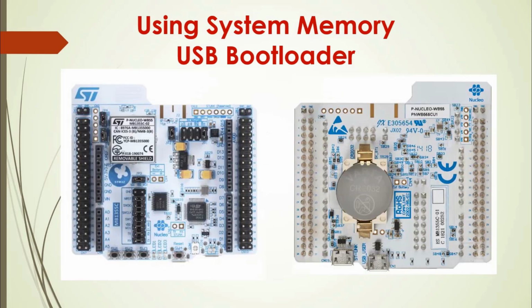So let's see. You first connect VDD to BOOT0, then you connect JP1 at this location, then you connect the USB cable to the PC by the USB user connector.